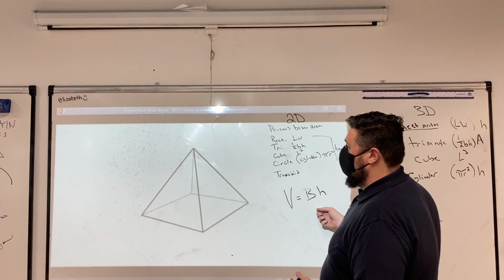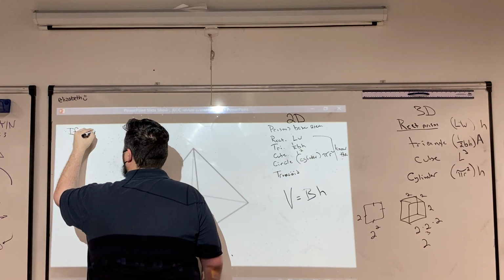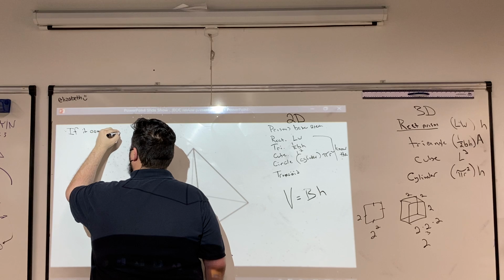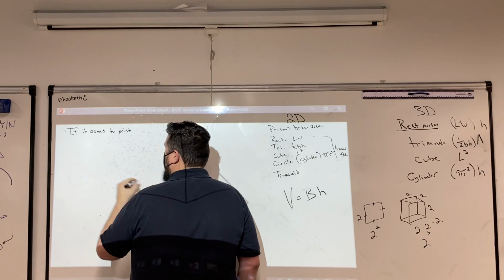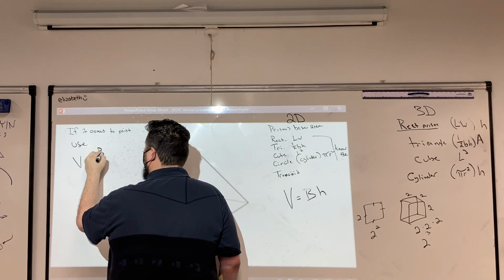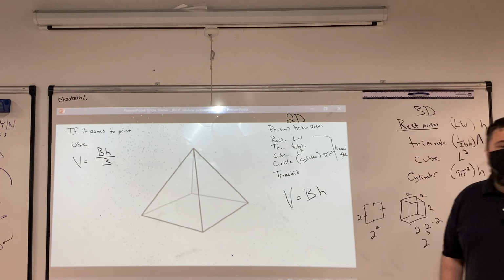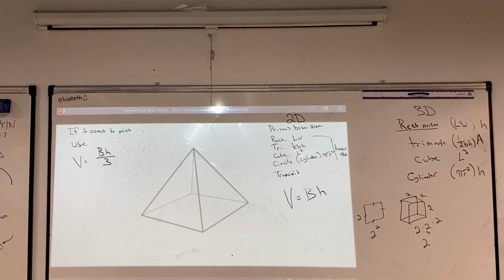So on this one, if it comes to a point, you use C. Yep, that's all you need. If it comes to a point, you're still going to use big B times H, but you're going to divide it by 3. So isn't it 1/3 BH or 1/2? It's 1/2 for the area of a triangle, right?